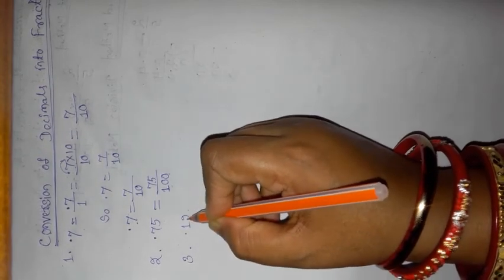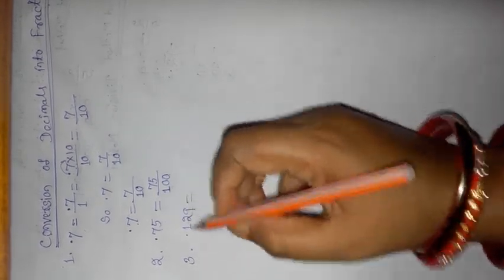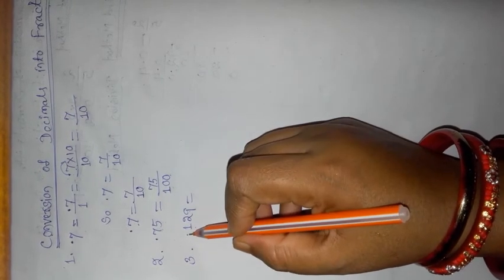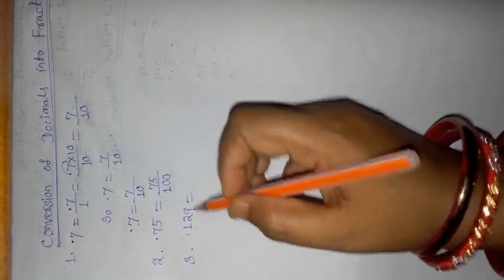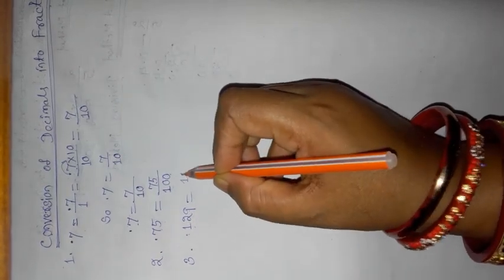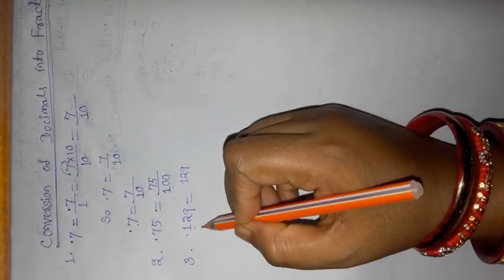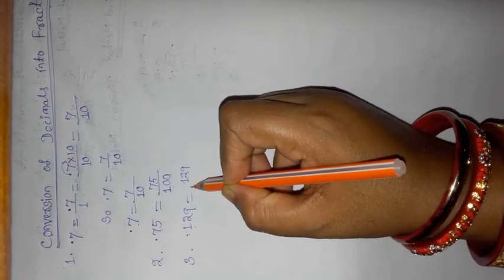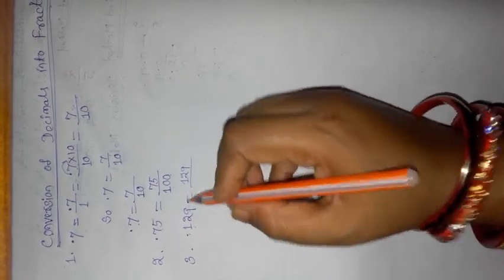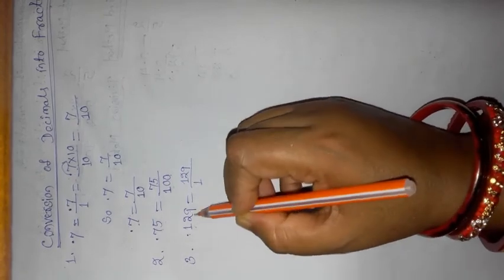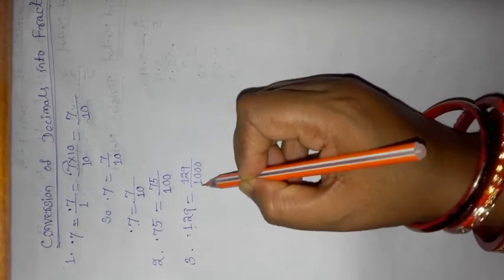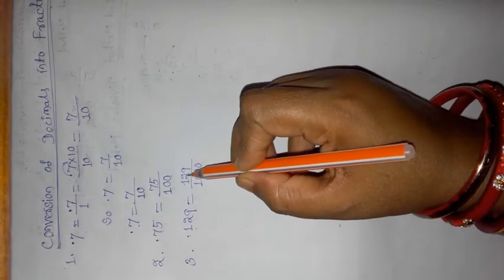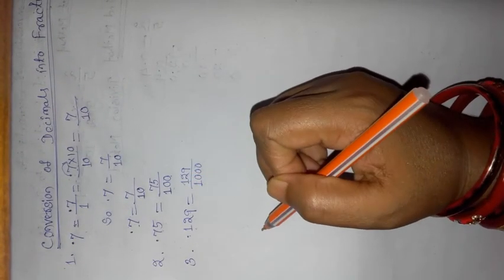Another example is 0.129. How many places are there after the decimal point? There are 3 places. So write down the digits without the decimal point in the numerator and put 3 zeros with 1. We can read it as 129 by 1000.